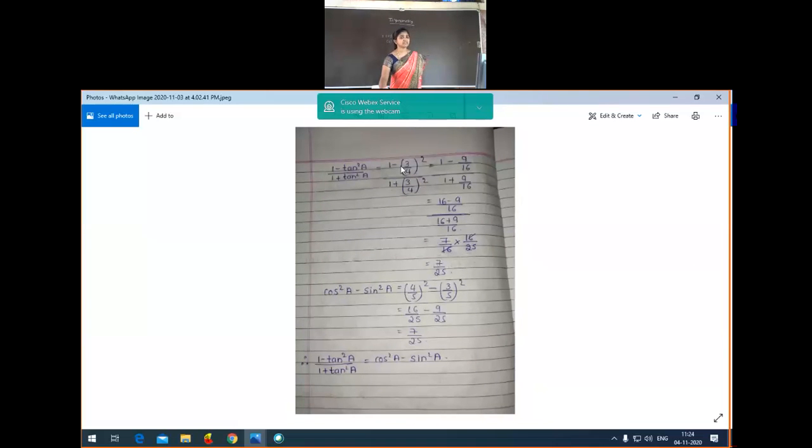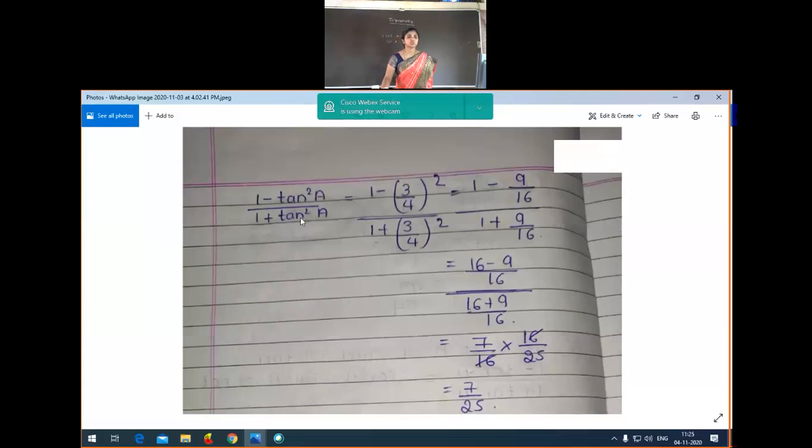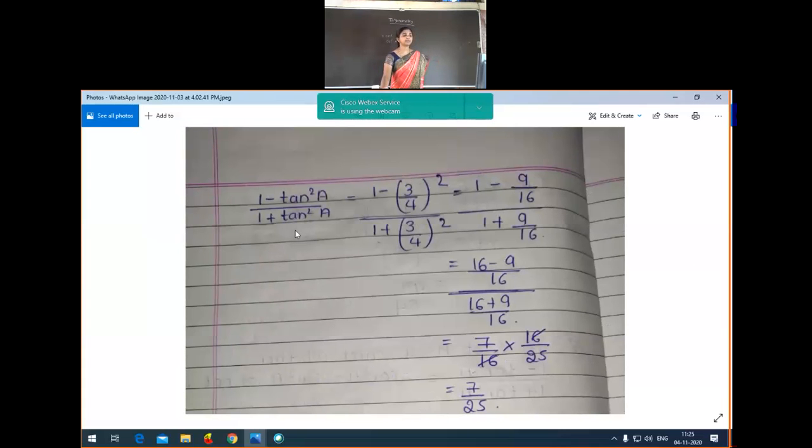Now we'll start with the LHS part. First we'll take the LHS part only: (1 minus tan square A) divided by (1 plus tan square A). Substitute: tan A value is 3 by 4. Tan square means 3 by 4 whole square. So 1 minus (3 by 4) whole square, divided by 1 plus (3 by 4) whole square.